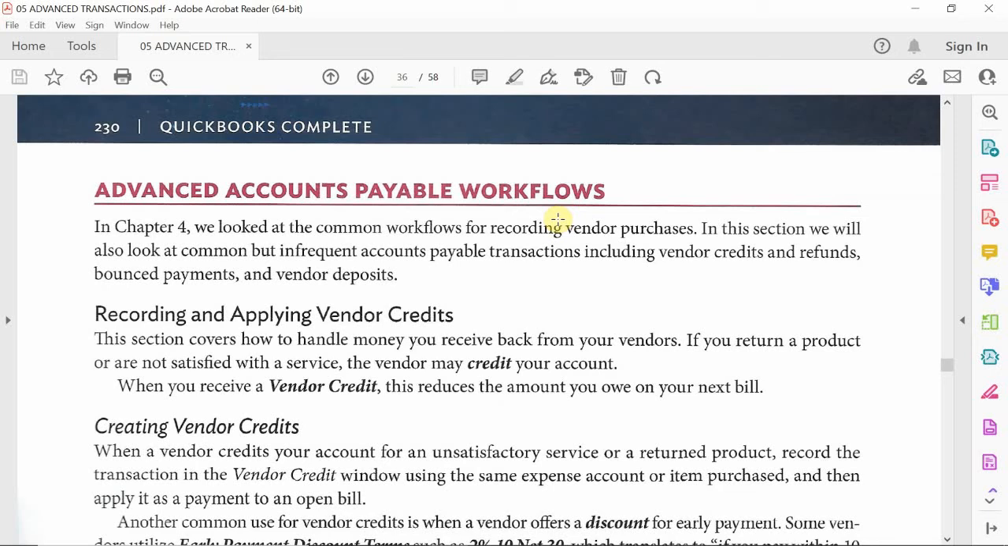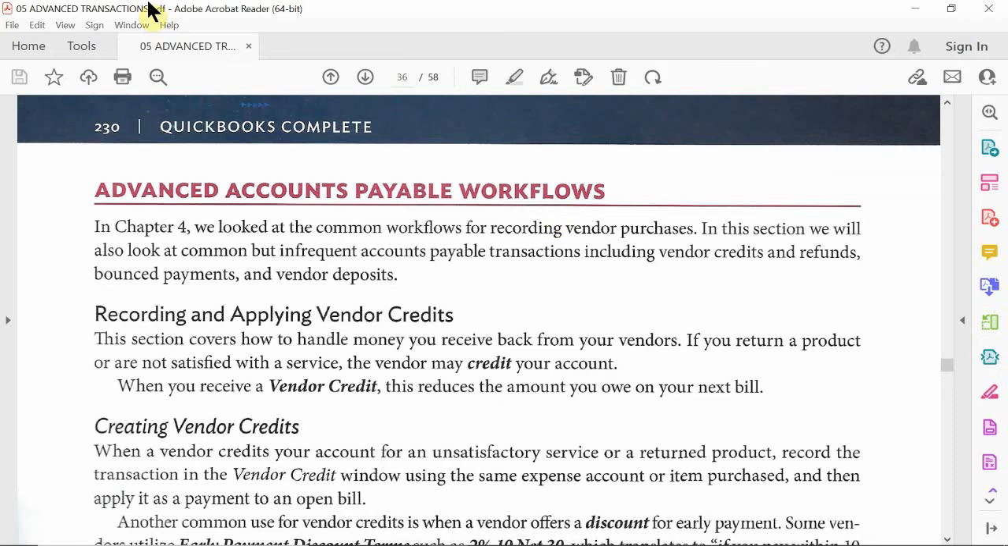Okay, so make sure that you are aware of the difference between a vendor credit, okay, and of course receiving an actual refund from our vendor. Okay, there are two different things, but essentially they are going to be two things that we're going to need to know for this section here.